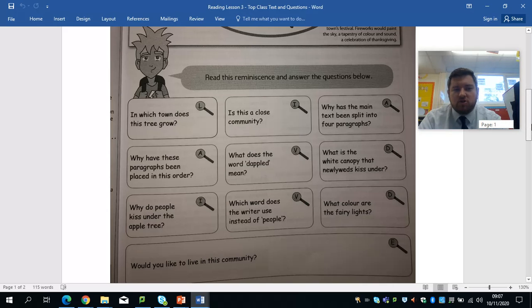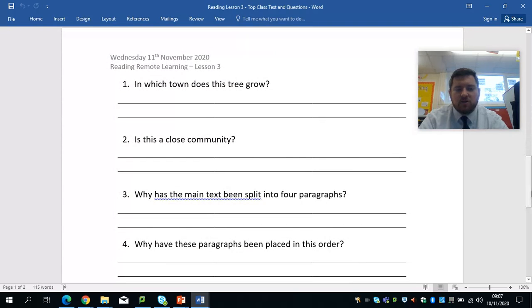The page, as you turn your sheet over, is where you're going to answer the questions. And once you've finished, upload your work to Seesaw. I'll mark it and give you some feedback. Good luck.